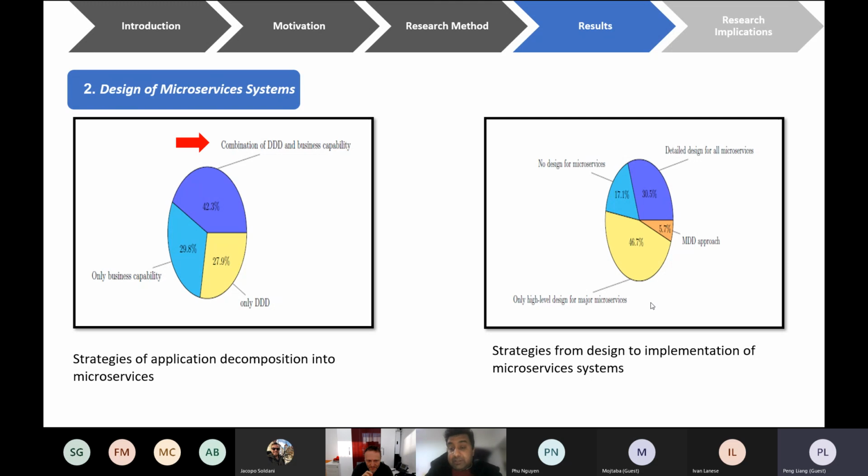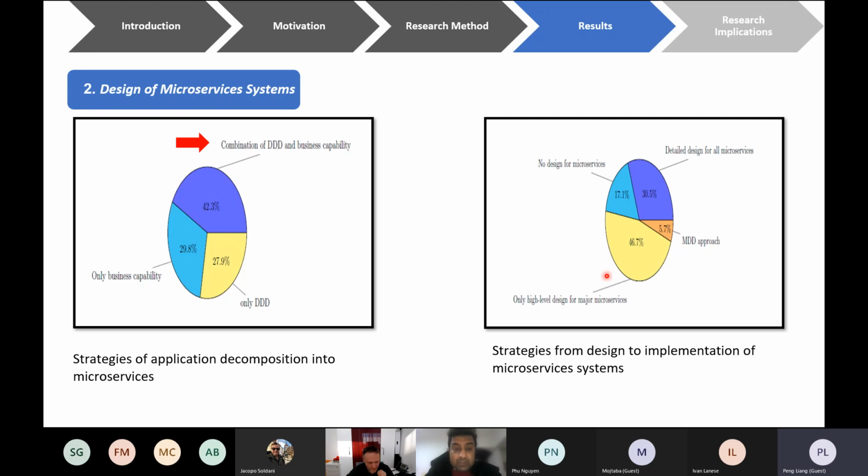Meanwhile, they also mentioned that it provides controlled flexibility for future changes, as most of the changes remain around a particular domain. It also reduces misunderstanding because requirements are gathered from a specific domain perspective. Finally, they mentioned that this combination also provides better team communication because all of the stakeholders use a shared set of terminologies. So these are a few reasons regarding the use of a combination of DDD and business capability for application decomposition into microservices.